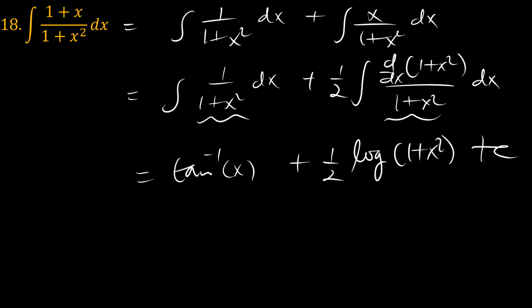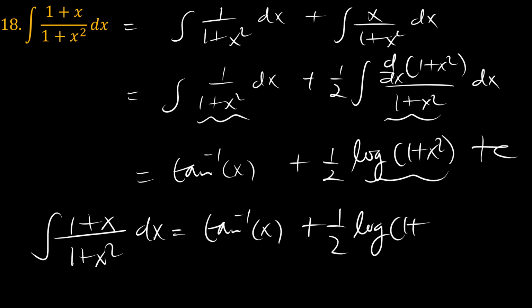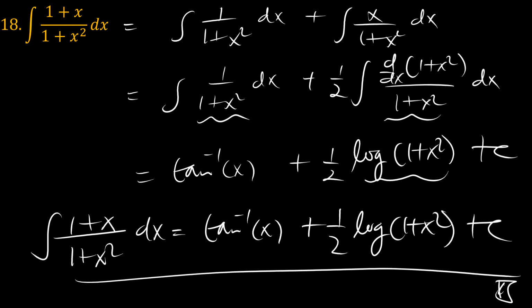When you're integrating a fraction whose numerator is the derivative of the denominator, we're going to have a natural logarithm of the denominator. So in other words, the integral of 1 plus x over 1 plus x squared is equal to the arctangent of x plus a half natural logarithm of 1 plus x squared plus the integration constant. And that is the answer.